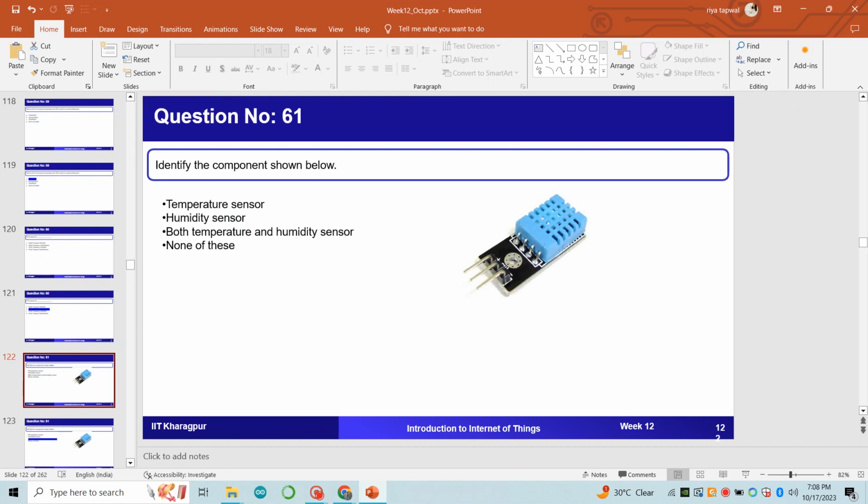Next question is, identify the component given below. So this is the figure. Options are temperature sensor, humidity sensor, both temperature and humidity sensor. Both temperature and humidity sensor is correct.